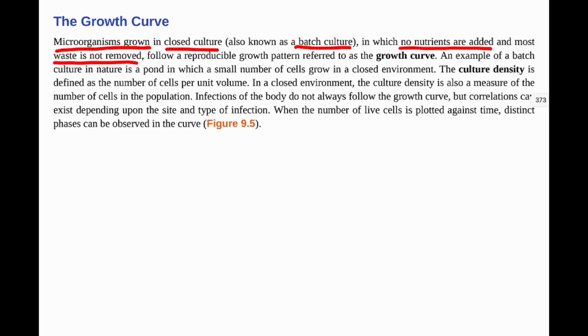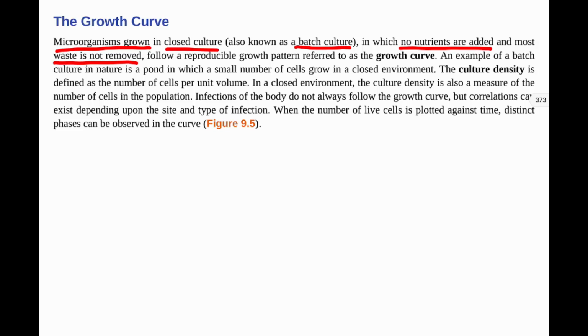And by most, I mean many organisms will release things like carbon dioxide or oxygen depending on the organism, and some of that is going to be dissipated, for example, in a tube or in a plate, but the other waste products from the bacterial cell are going to stay within that plate and stay sitting there. So we're not taking that out and we're not adding more nutrients. So that would be a batch culture or a closed culture.